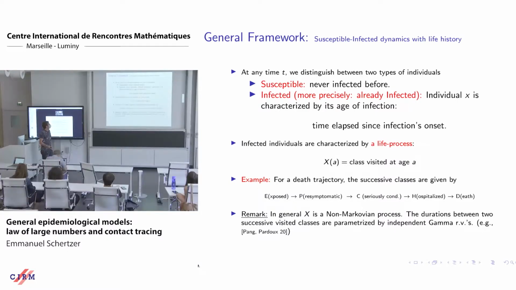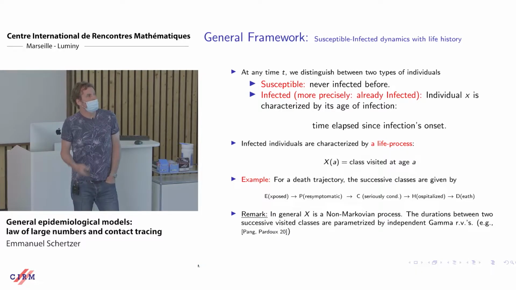So now that I have those two types of individuals, I would like to complexify the situation a little bit. So every infected individual will be characterized by what I will call a life cycle process. Okay? So this will be represented by a stochastic process X, and X of A will be the class visited by the individual A units of time after infection. Okay? So if you take, for instance, a death trajectory, then you could imagine that the successive classes that will be visited by an individual will be exposed, pre-symptomatic, serious condition, hospitalized, and then death.